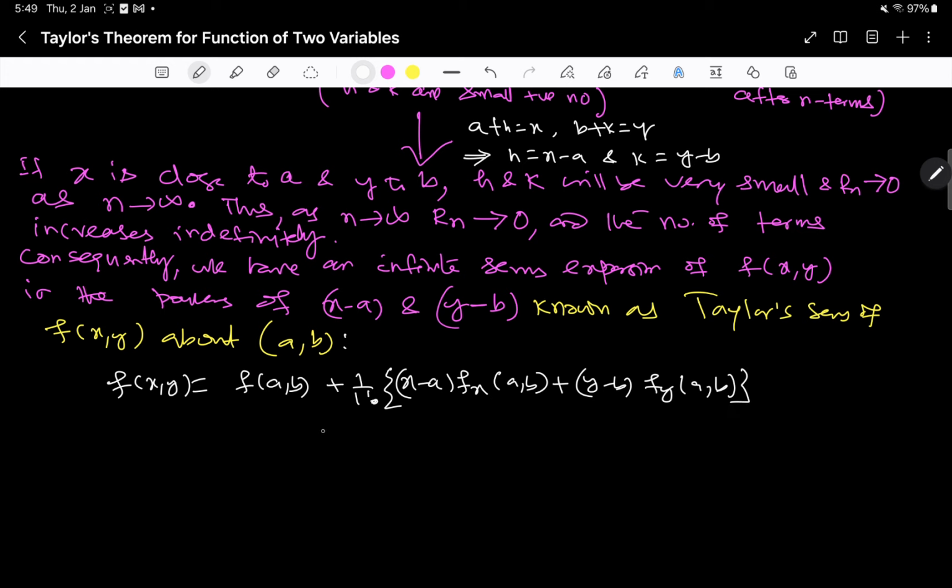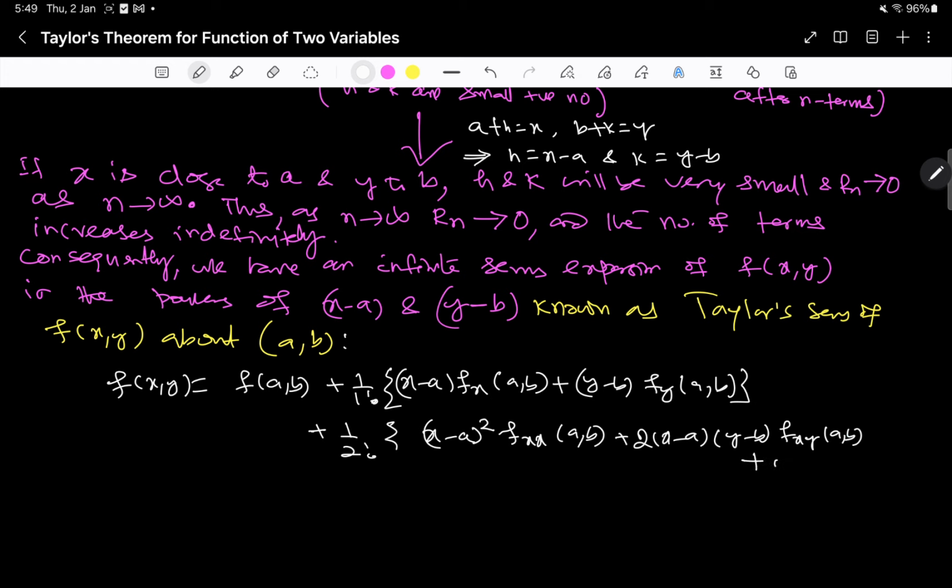Then coming to the second degree term, plus 1 by factorial 2 times x minus a whole square f x x at (a, b) plus twice x minus a into y minus b f x y at (a, b) plus y minus b whole square f y y at (a, b), and you continue.